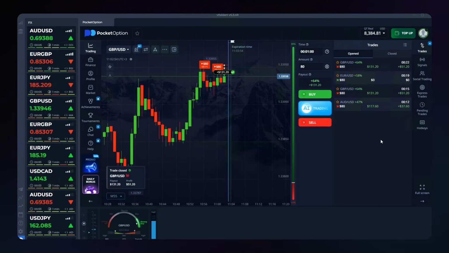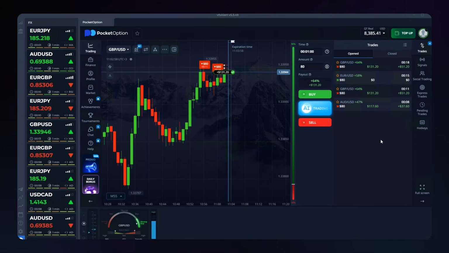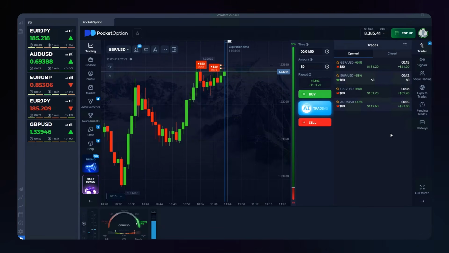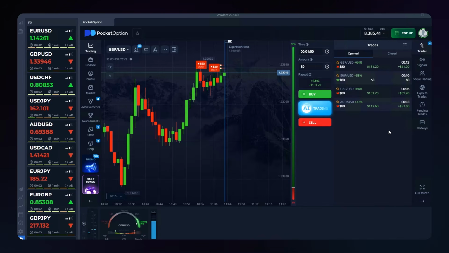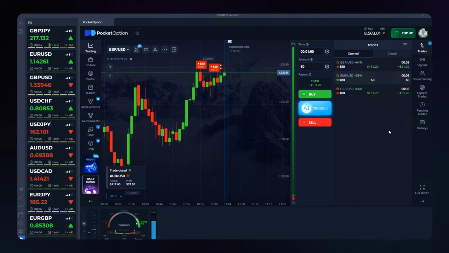So the first trade closes in profit. Great, let's wait for the next one. The second trade is also a winner. Let's keep watching. The third trade closes in profit as well. So far, the statistics look pretty good.